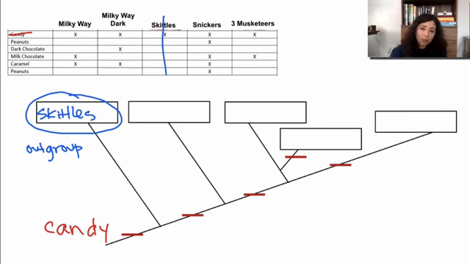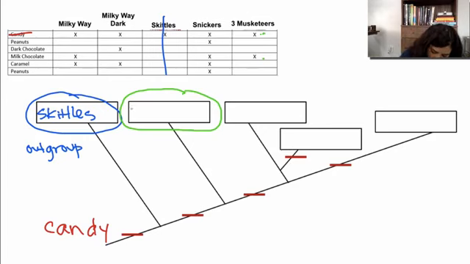Okay, so to figure out what comes next, I actually like to work by trying to figure out this next species. And the reason for that is we can see that this species only has two traits. It's going to have candy and whatever another trait is. So if we look in our table, we're going to look for a species that only has two traits. And if we look in the table, we can see that that's going to be Three Musketeers. They just have candy and milk chocolate. So that means the species is going to be Three Musketeers.